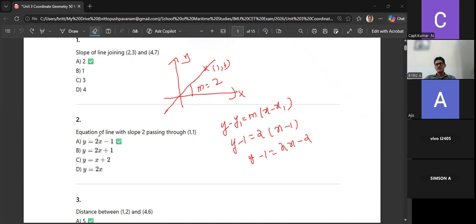You can take y that side or 2x this side, but the answer is given as y equal to something. So you take all the constants to the right hand side. You can write y equal to 2x minus 2, then minus 1 thrown to that side becomes plus 1. So the answer is y equal to 2x minus 1. Right? So the answer is A. Yes, do we understand? If you have a doubt, feel free to ask. Okay. So you are given a point and a slope means the line equation is y minus y1 equal to m into x minus x1. Then we move on to the next question.